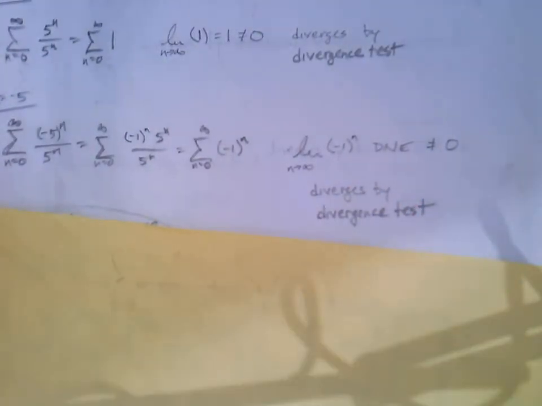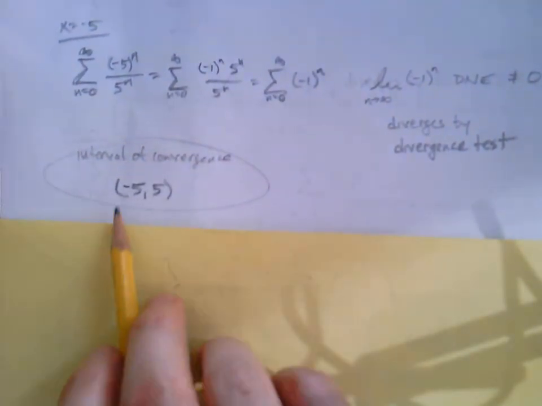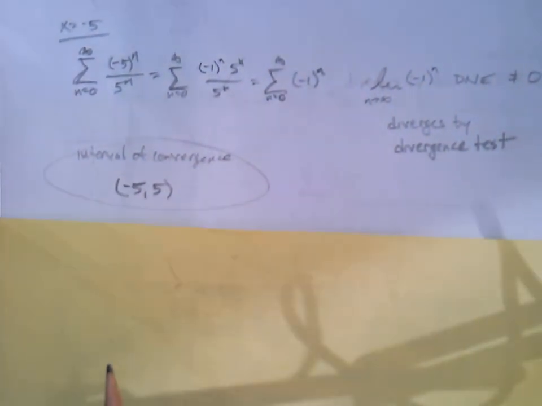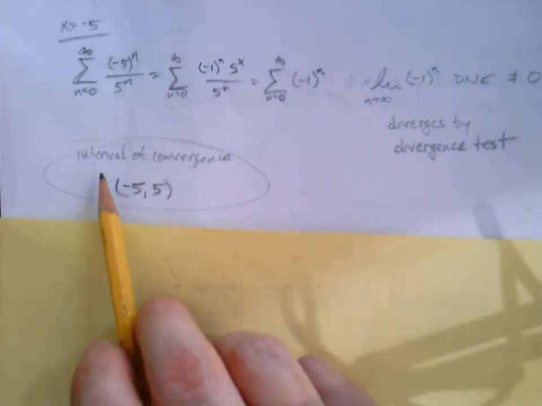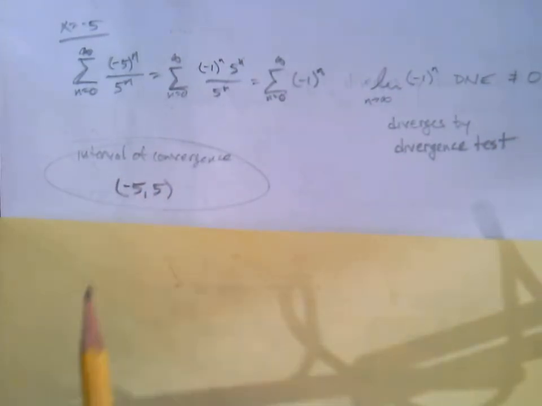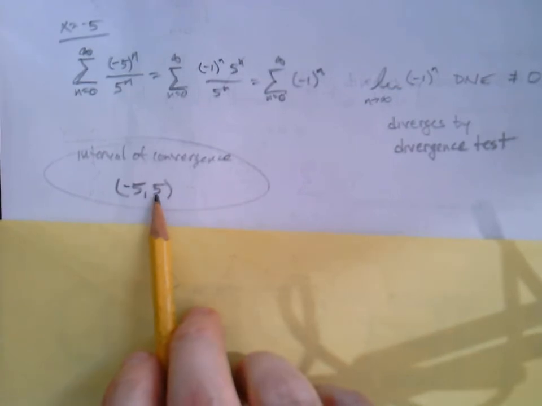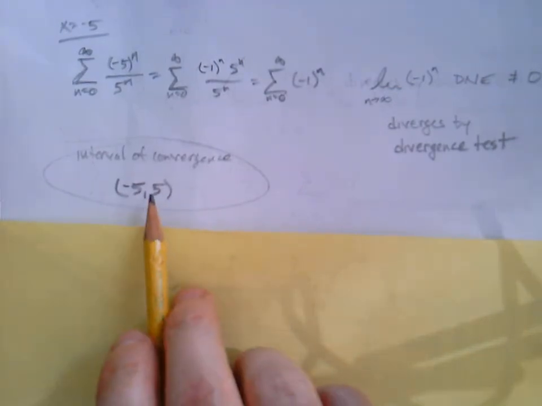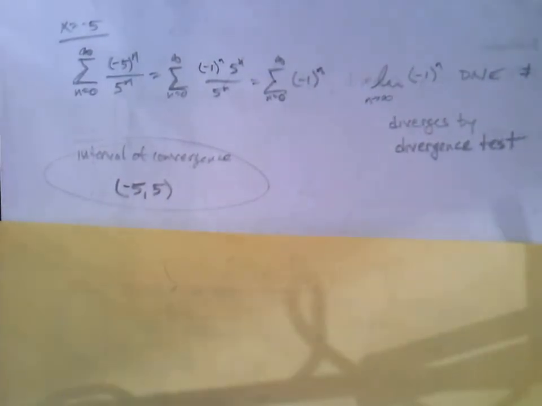So both of our endpoints turned out to diverge for this example. So for our interval of convergence, we're going to just leave those as parentheses. The interval of convergence is from negative 5 to 5. If we hit the endpoint itself, we diverge, but anything between there will converge.